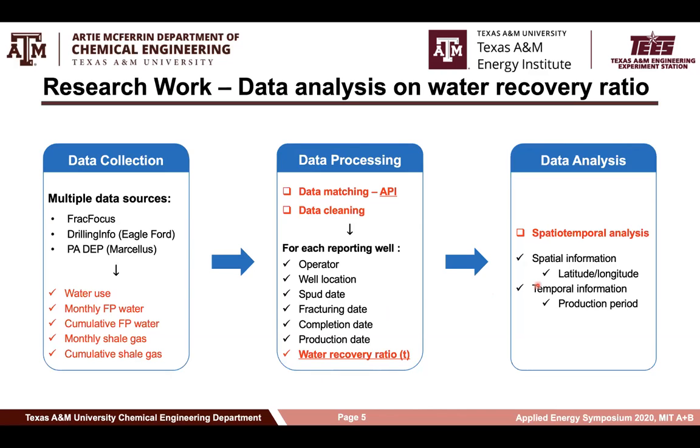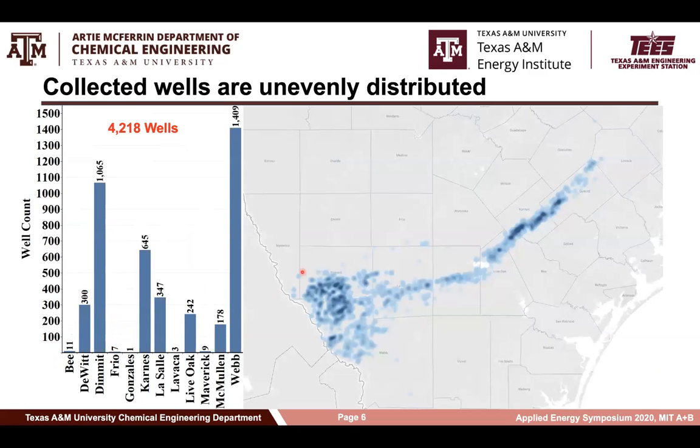For the subsequent analysis, the latitude, longitude, and the production period data were also used. The production period here is actually the production history and thus can be obtained based on the production start and production end dates. After the processing explained in the previous slide, there were around 4,000 wells left in the Eagle Ford region, which are unevenly distributed on the map.